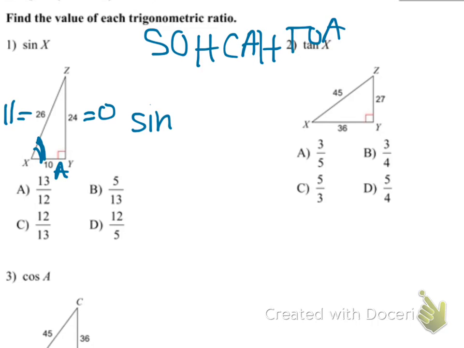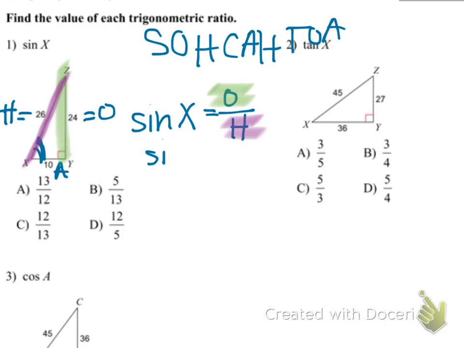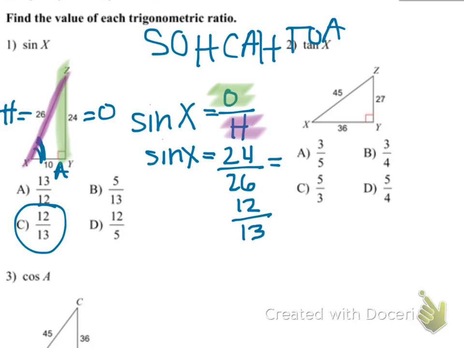So sine of x is always opposite over hypotenuse. So here's my opposite side, so I'm going to replace opposite with 24. And then my hypotenuse, I forgot my h. My hypotenuse here is this guy, so I'm going to replace h with that number. So sine of x equals 24 over 26. Now this does simplify, so I could take a 2 out of each, and that would be 12 over 13. So my answer here would be 12 over 13.